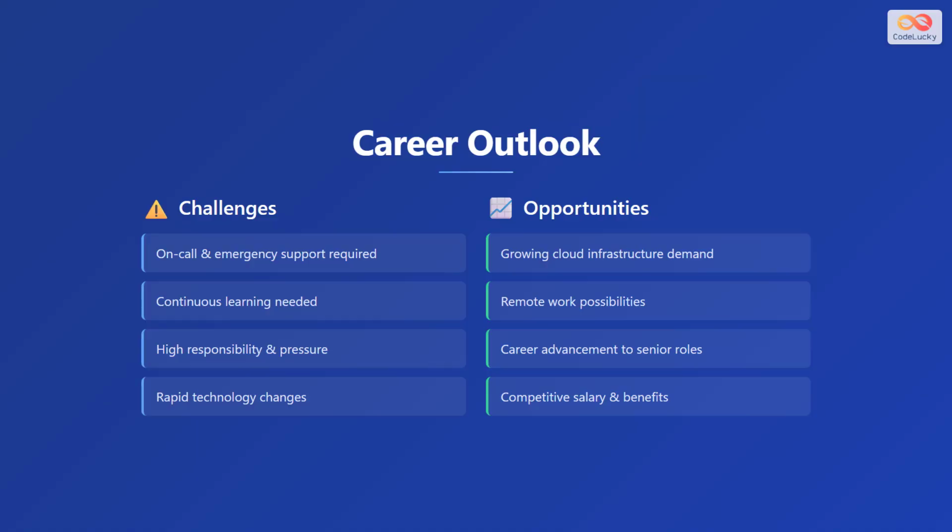The career outlook for systems administrators has both challenges and opportunities. Challenges include being on call for emergencies and support needs, the requirement for continuous learning as technology evolves, the high responsibility and pressure of managing critical infrastructure, and the rapid pace of technological changes. However, there are significant opportunities: growing demand for cloud infrastructure expertise, increasing availability of remote work options, clear career advancement paths to senior positions, and competitive salary and benefits packages. Overall, the career offers excellent growth potential for dedicated professionals.